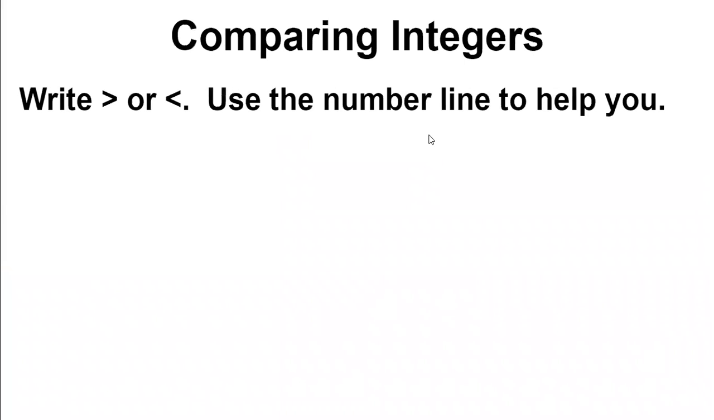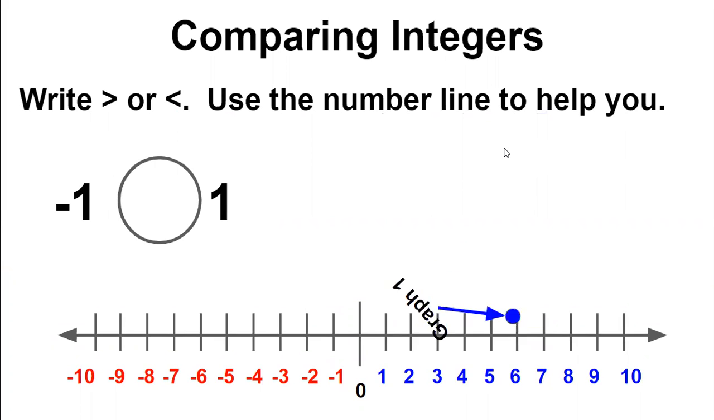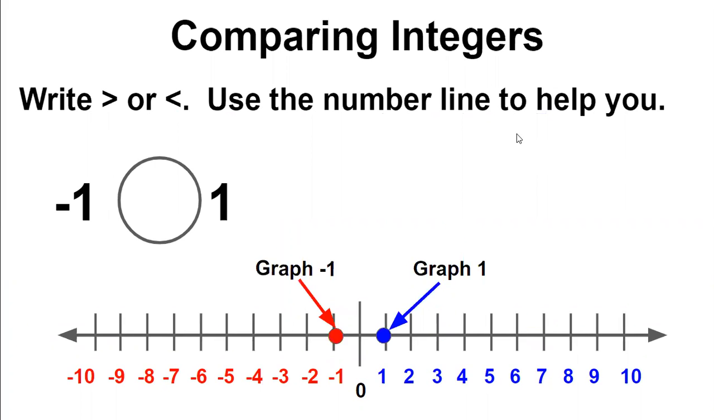More about comparing. You're going to write greater than or less than using the number line to help you. So let's see what we get. Which one is the greater number, negative 1 or 1? Now let's plot those. There's 1, that's a positive 1, and there's negative 1. But they're both the same distance from 0. They're both 1 unit from 0.